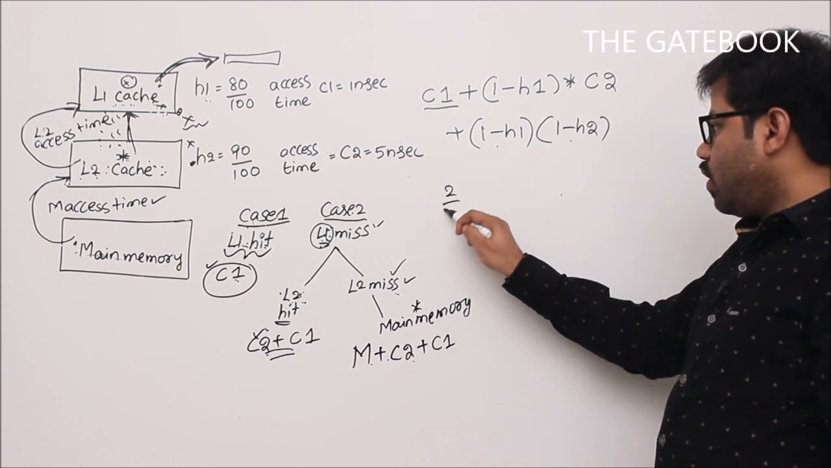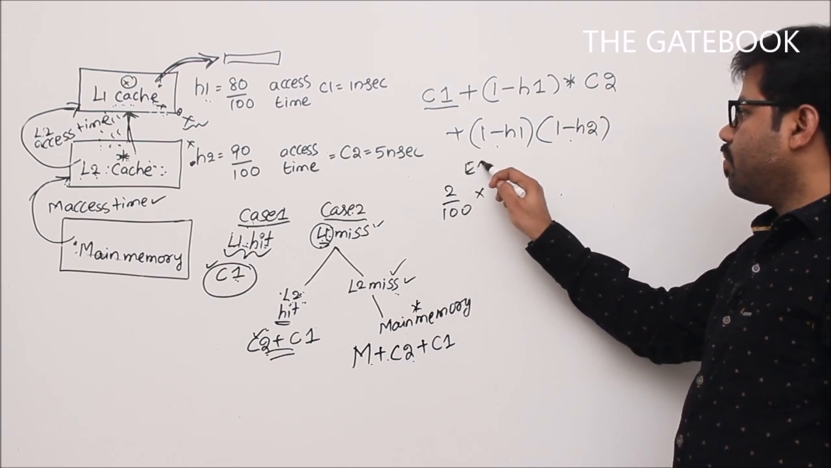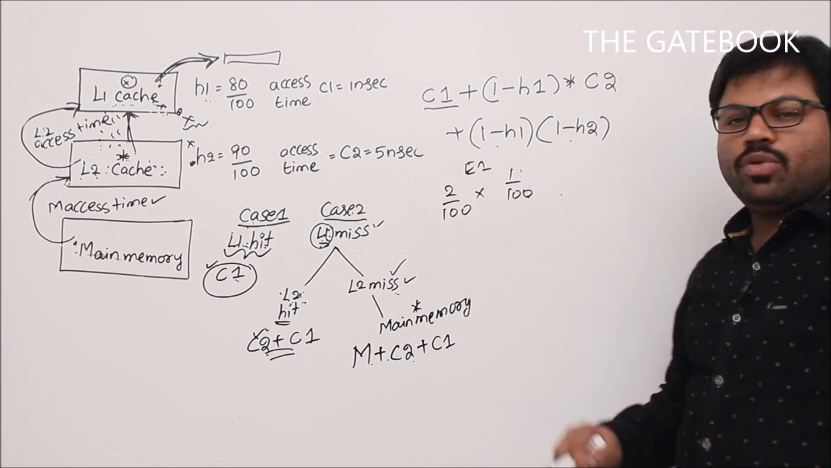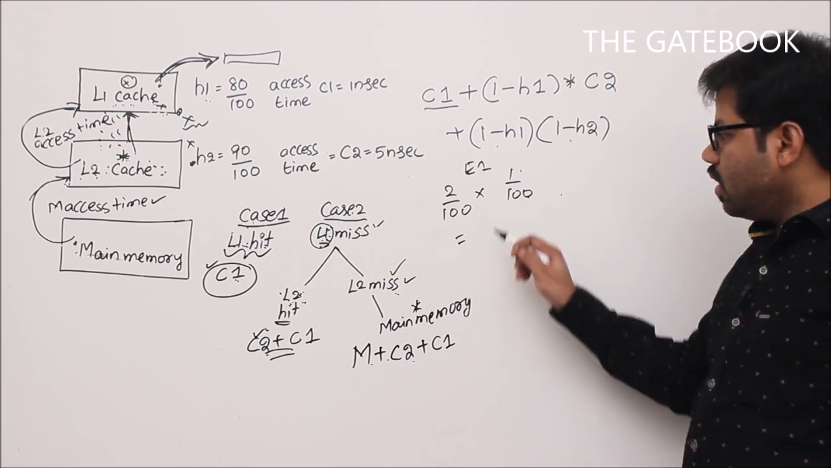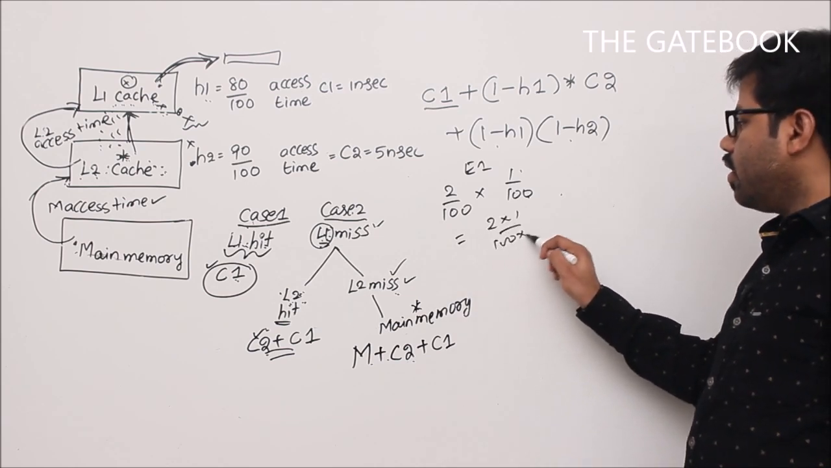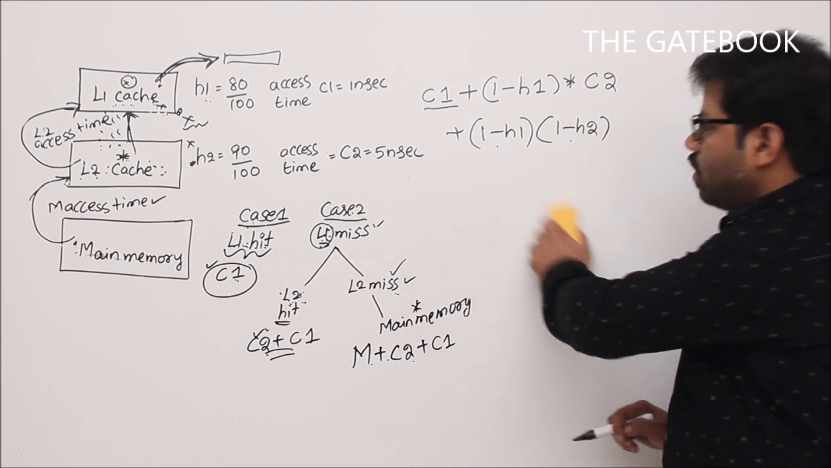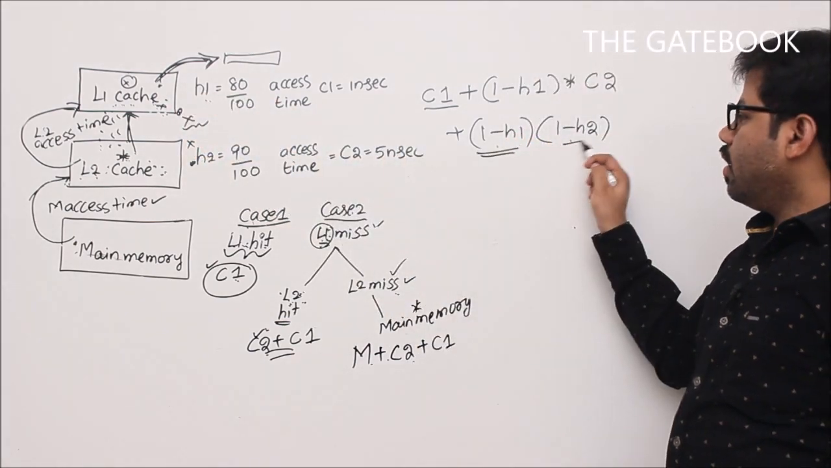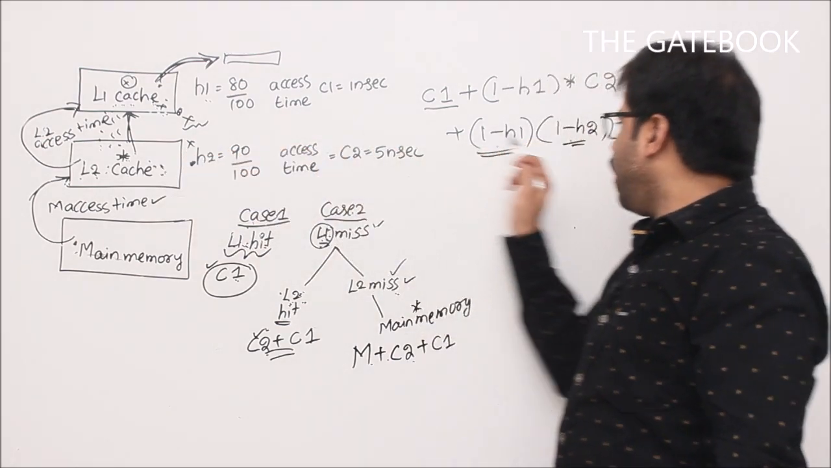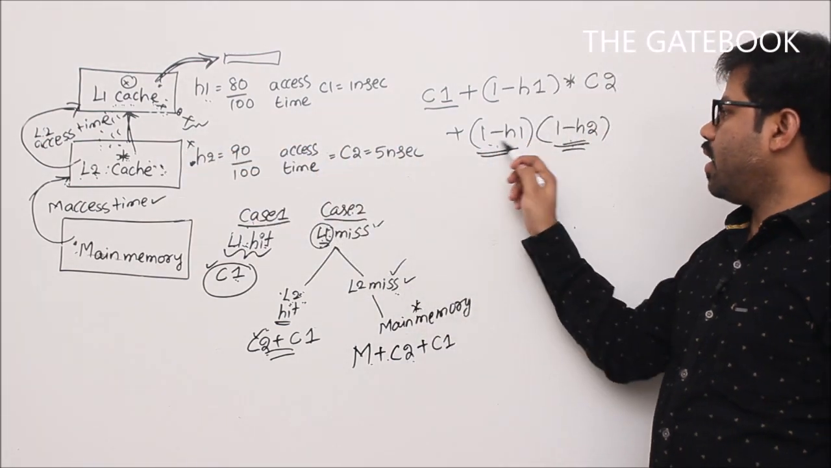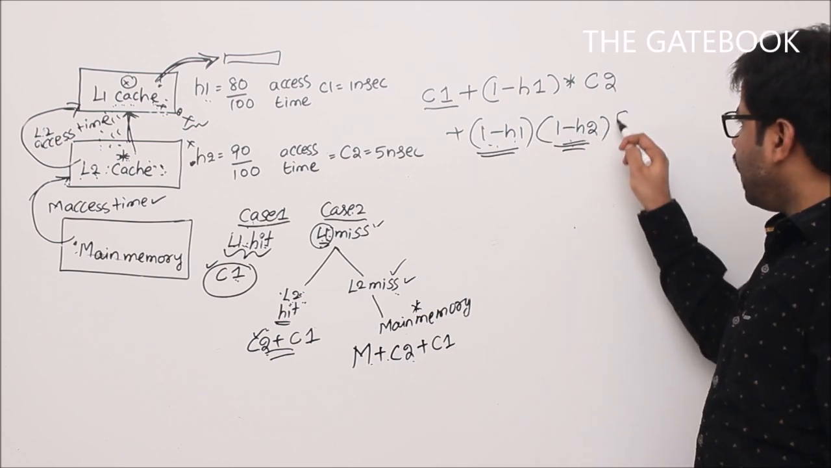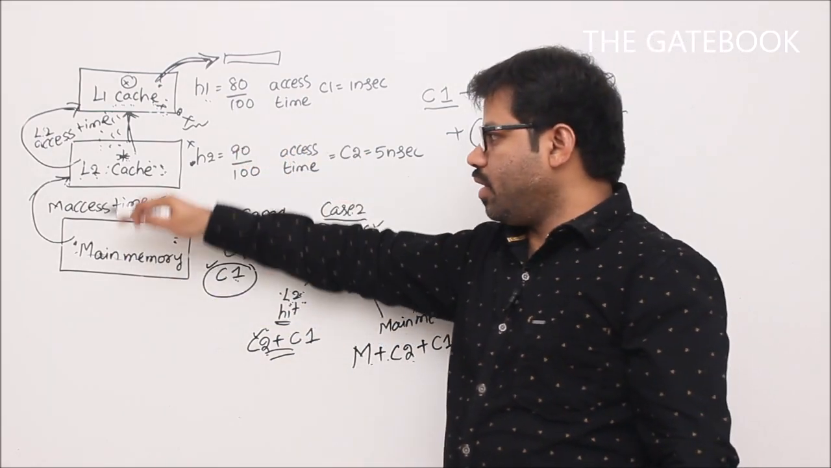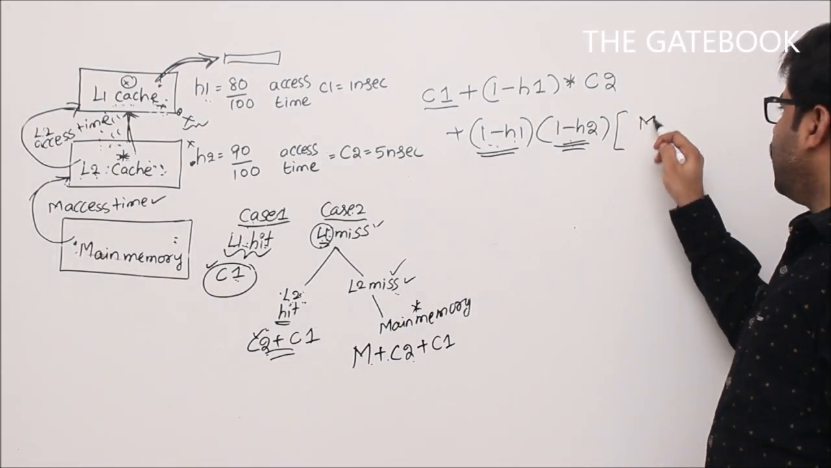Okay, example: let's say 2% of the time you write one exam, and 1% of the time you pass. Out of that, only 1% of the time you pass, then overall the passing percentage is 2 into 1 by 100 into 100, correct? In the same way here also, L1 cache misses 1 minus H1 times, then L2 cache misses 1 minus H2 times, so total number of misses are 1 minus H1 into 1 minus H2. Only in this case we will come to main memory and access it. So main memory access time is nothing but transferring data from here to here, that takes M time. So that is the simple way, right?